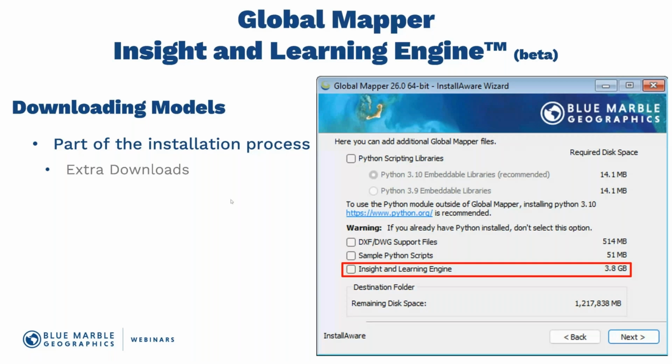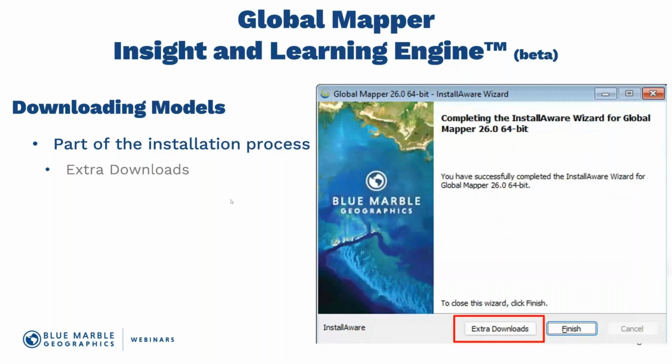If you click through your installer way too fast, like I always do, when you attempt to launch the tools in Global Mapper, it'll say, hey, you don't have this. Do you want to download it? Takes a little longer in the app, just given the different download methods, but you can certainly download it in the app as well.